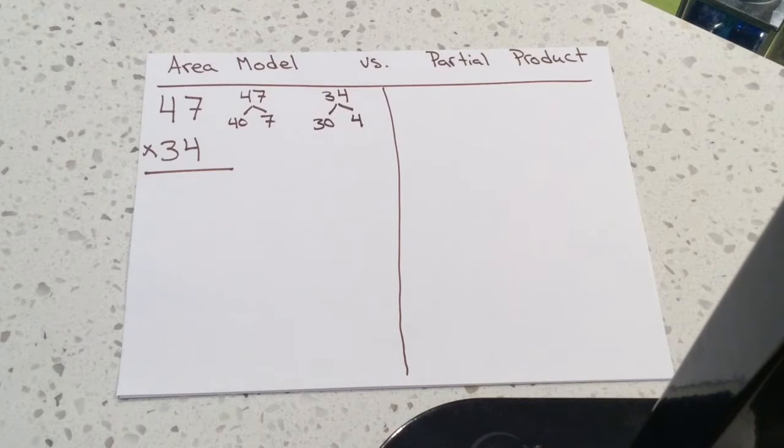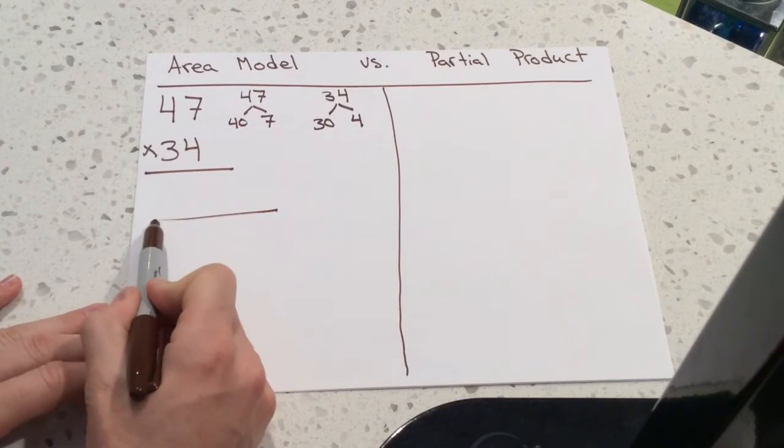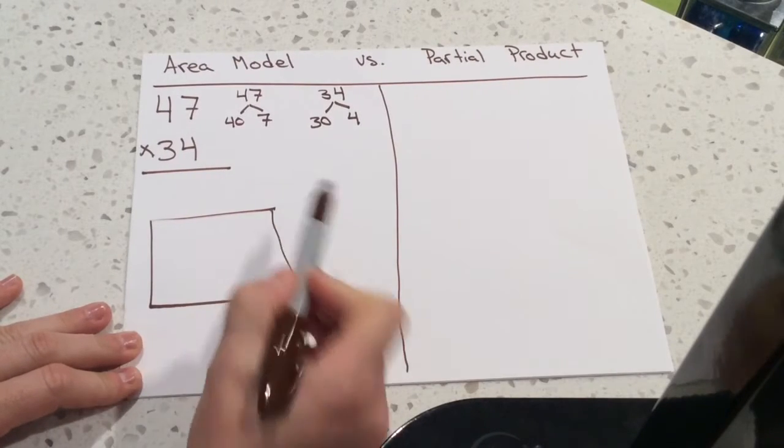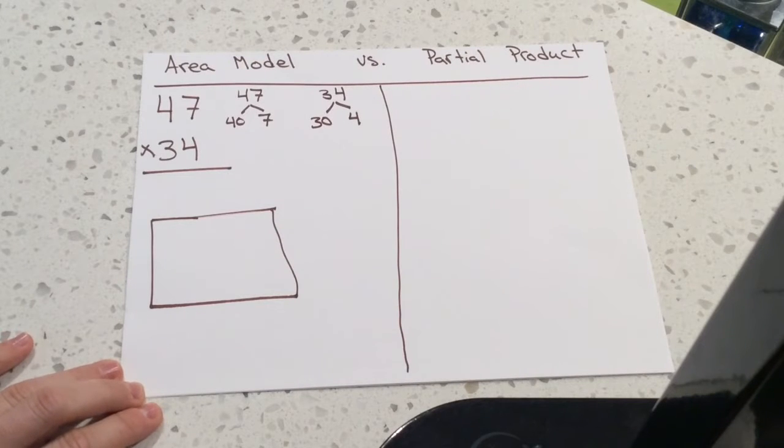So now that I've broken apart my two numbers by their place value, I want to set up my area model. And similar to area model for division, this is going to be done by creating a box. Oftentimes, this strategy is referred to as the box method, the square method. Its official math name is area model, but kids might refer to it as a different name.